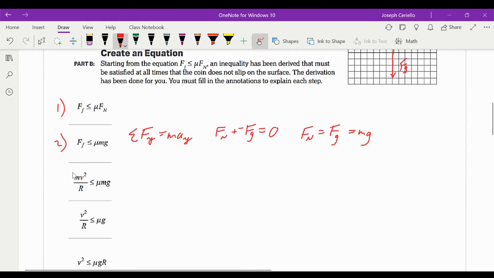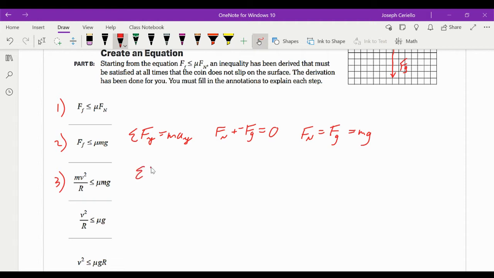Okay, now this next step, a lot just happened here. So let's see where this came from. They just said that force of friction, they replaced it with mv squared over r. That's a really interesting choice. Why did they do that? Why are they able to do that? Well, let's think for a moment.